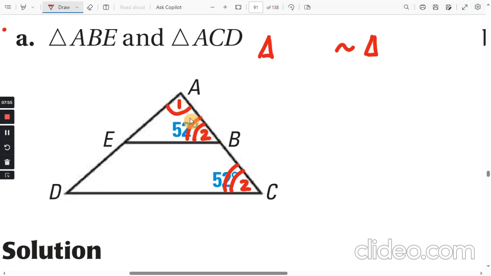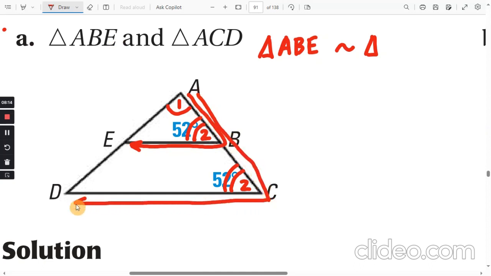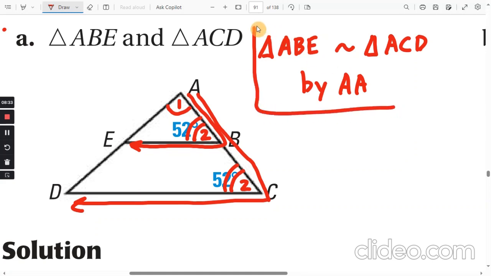I'm going to go from 1 to 2 and then the third angle. So that's going to be A, B, E. The first triangle is ABE. And then the same thing I'm going to do on the big triangle. I'm going to go A, C, D. I went from angle 1 to angle 2 and then the missing angle. So A, C, D. And those triangles are similar by AA. All you have to do is prove 2 angles.